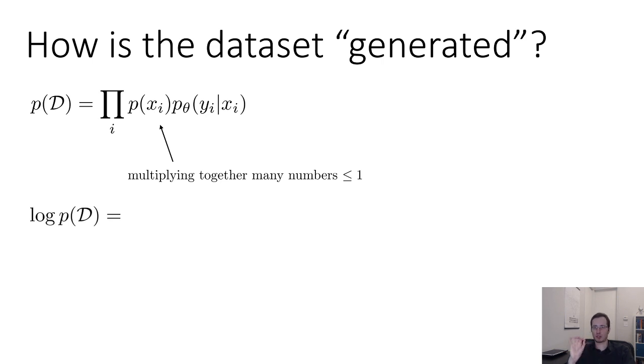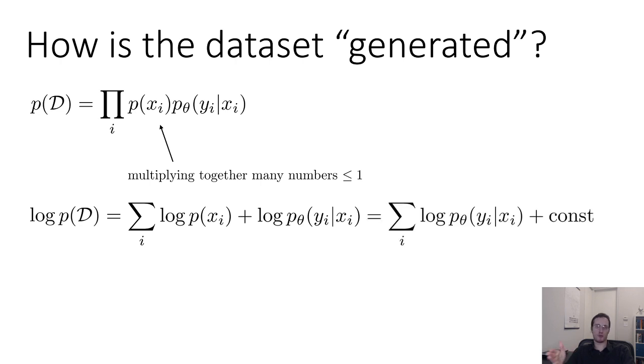So what we can do instead is take the logarithm of p of D. When you take the logarithm of a product, you get a sum of logarithms. So the logarithm of p of D is just the sum over all of our data points of log p of x_i plus log p theta of y_i given x_i. And now we can see that the first term, the p of x, doesn't actually depend on theta. So we can just treat it as a constant. As we change theta, it's not going to affect that term at all. So we can equivalently say that our objective is a sum over all of our data points of log p theta of y_i given x_i plus some other stuff that does not depend on theta. So that other stuff can just be ignored.